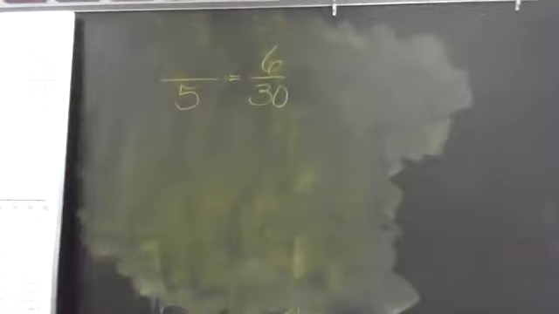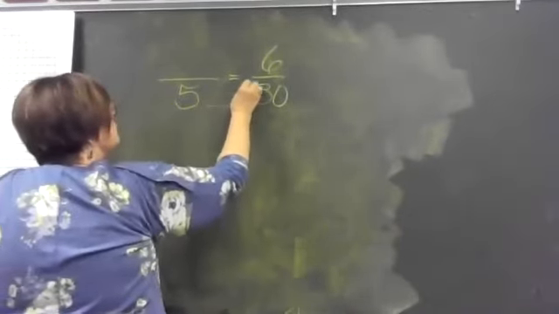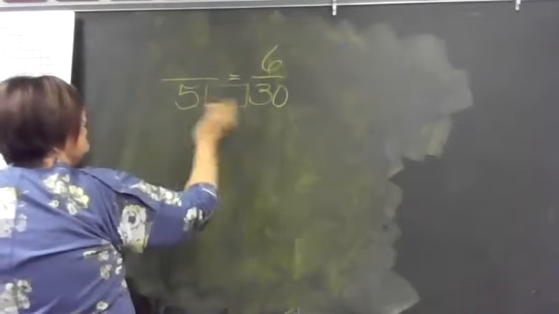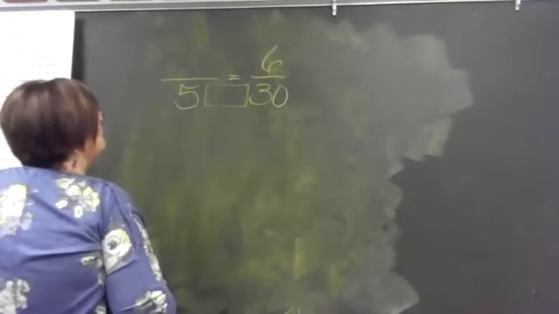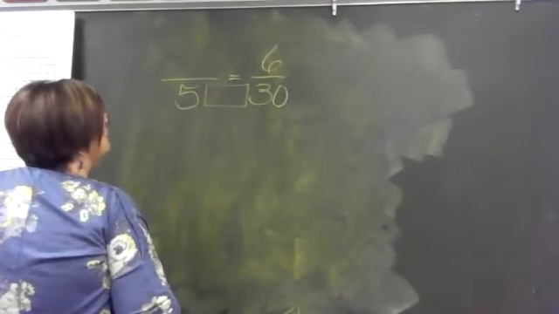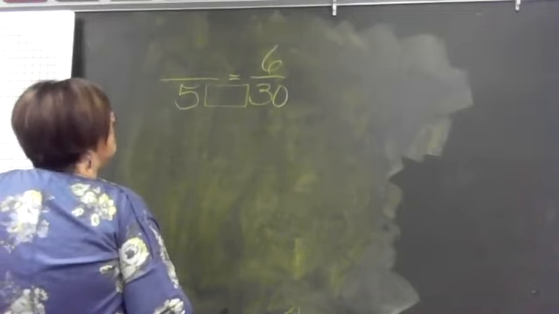Okay, to find the missing number, what you do is try to find out the relationship between these two numbers, the ones that we already know. So what happened here? Well, I multiplied 5 times 6.